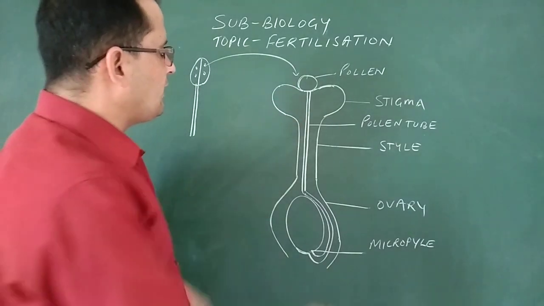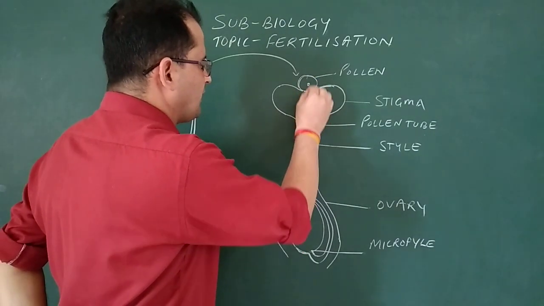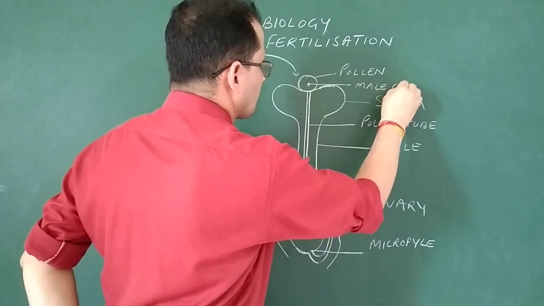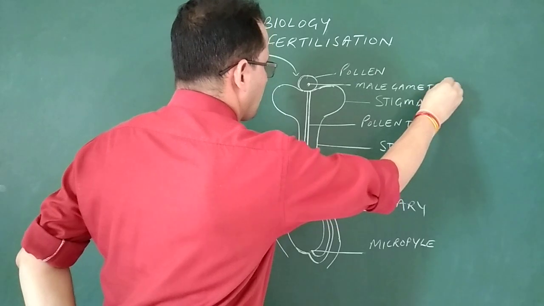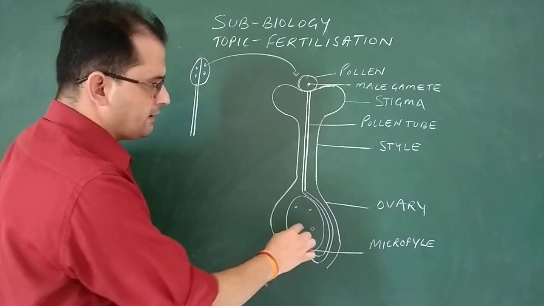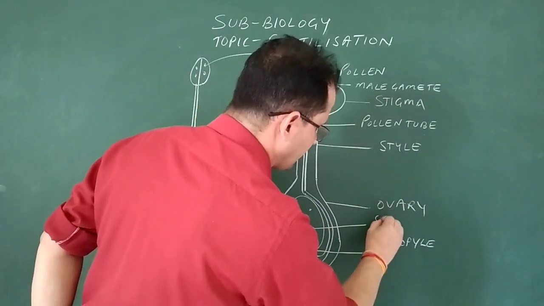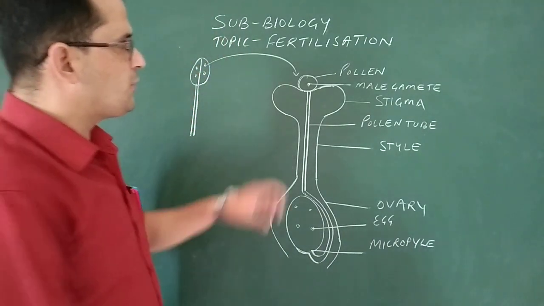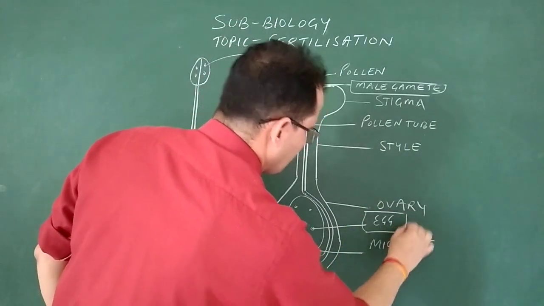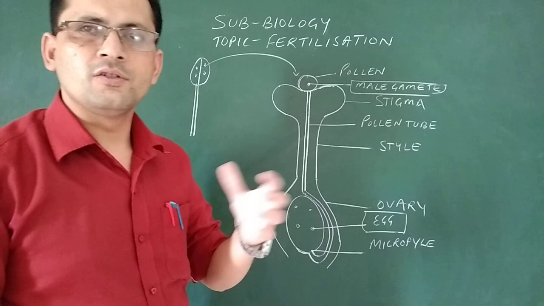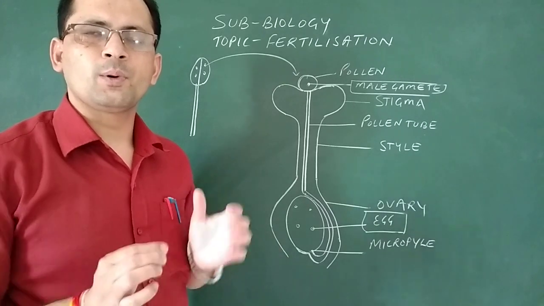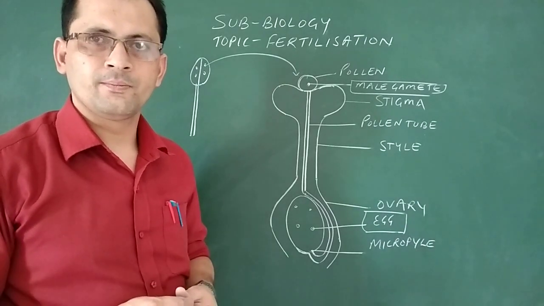Now this pollen grain contains the male gamete, and this male gamete will enter the ovule through this tube, and here it will fuse with the egg, that is the female gamete. So this fusion of this male gamete with this egg, very important, results in the formation of zygote. So this process is called fertilization.